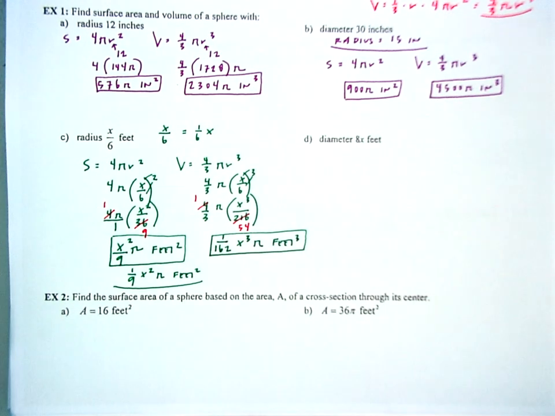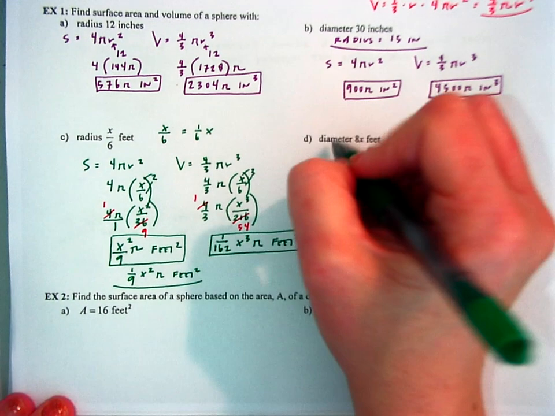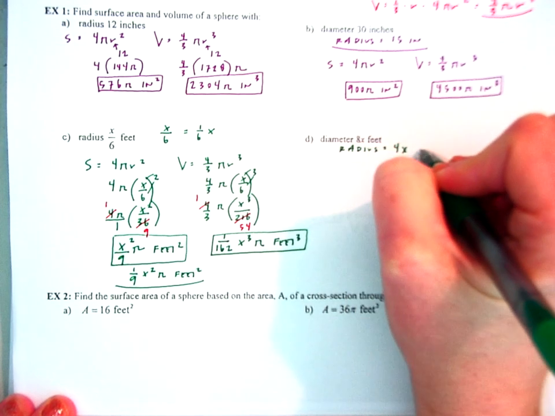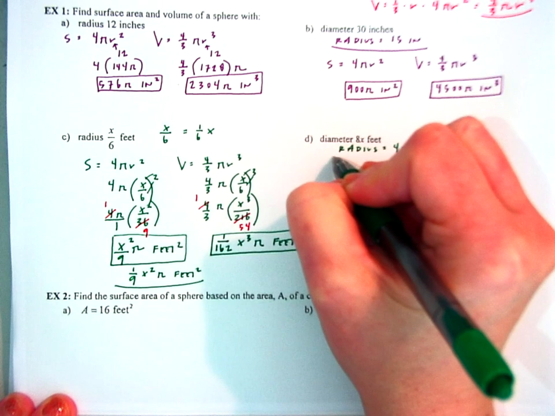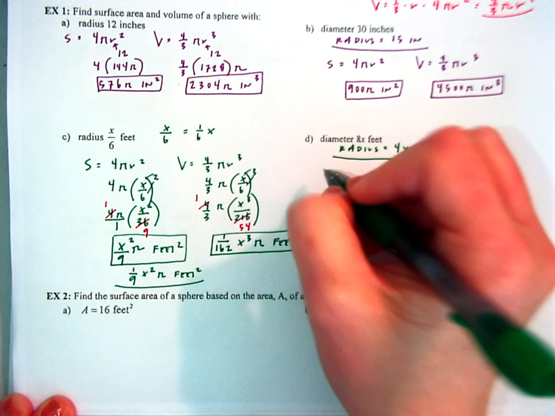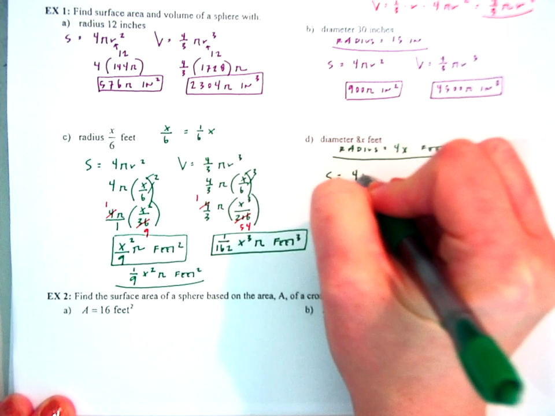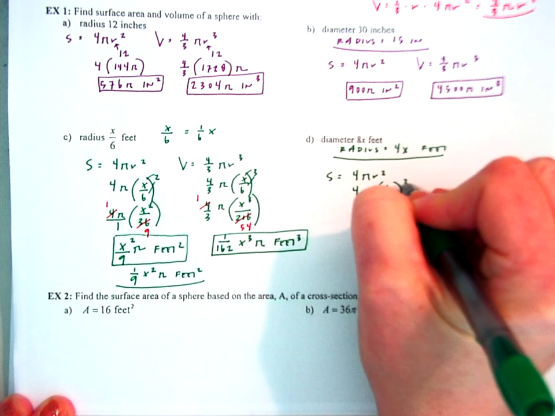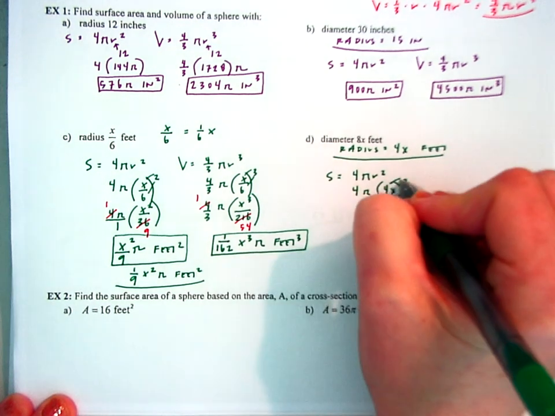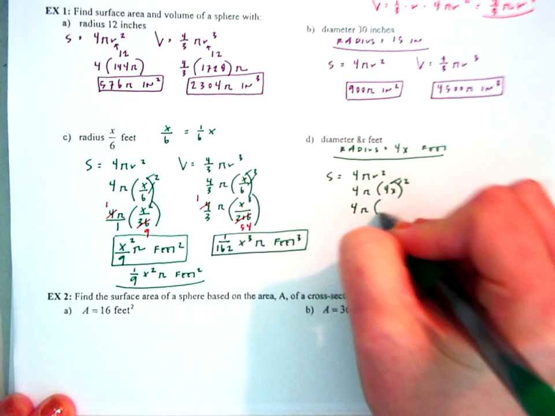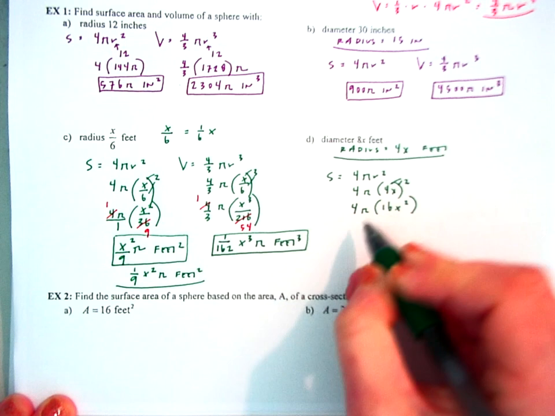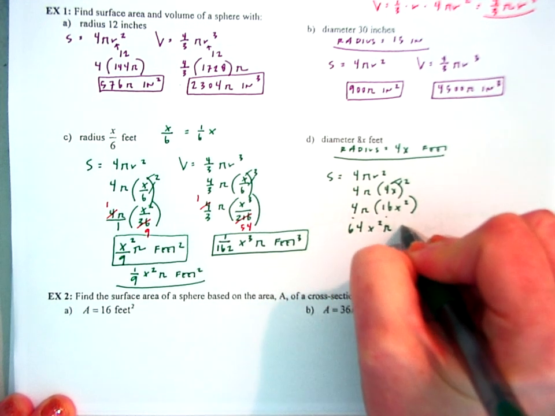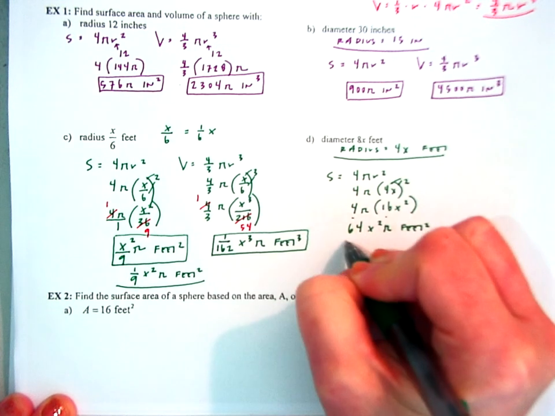All right, diameter is 8x. So here again, we know that the radius would be half of it. Radius would be 4x feet. Okay, so if I plug in here my surface area, I know it's 4 pi r squared. So 4 pi times 4x as a quantity being squared. So really, I have 4 pi times 16x squared. So 4 times 16 is 64, and then x squared pi square feet.